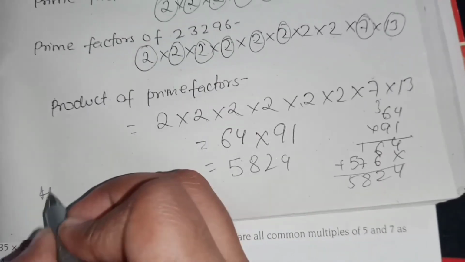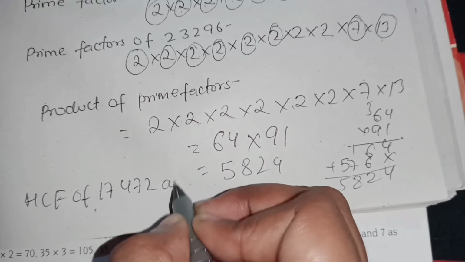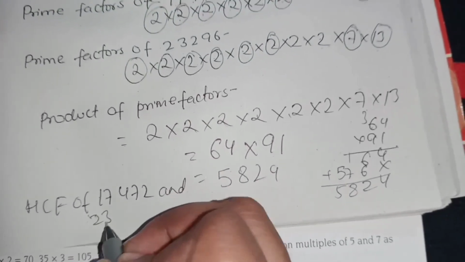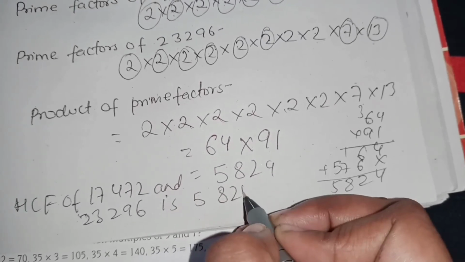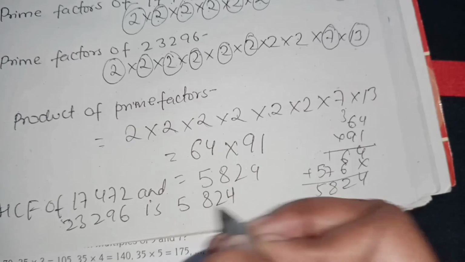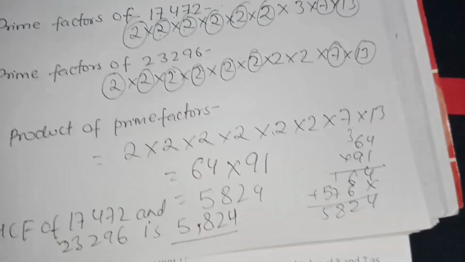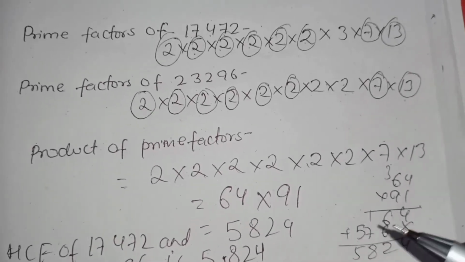That means the HCF of 17,472 and 23,296 is 5,824. So this is the answer. Okay, this is the answer. Okay, this is the HCF.